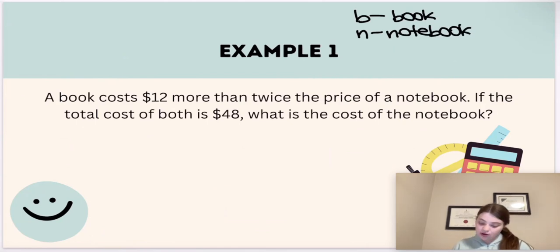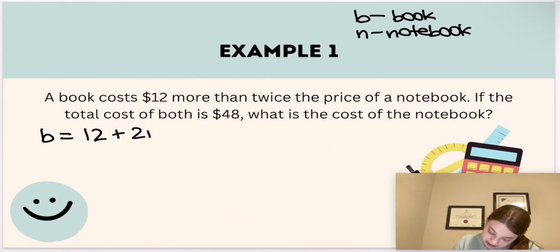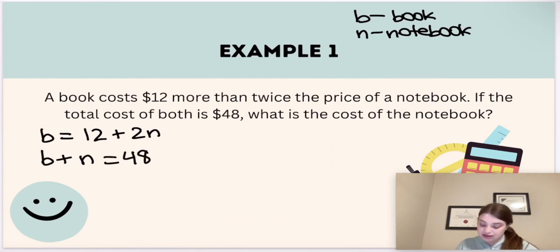A book costs $12 more than twice the price of a notebook. So the book's cost is equal to $12 more than twice the price of a notebook, so 12 plus 2n. If the total cost of both is $48, what's the cost of a notebook? When they say the total cost of both is $48, that means B plus N, the cost of the book plus the notebook, is equal to $48. And the question is, what's the cost of a notebook?